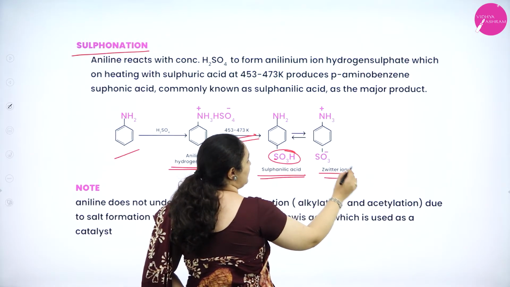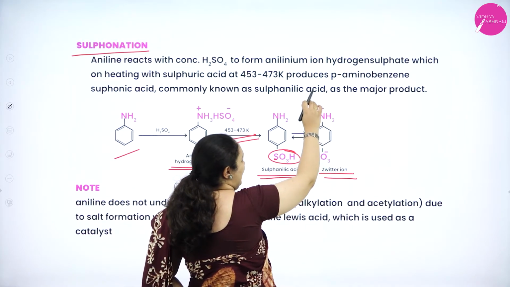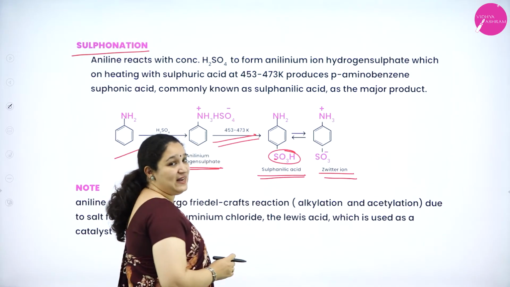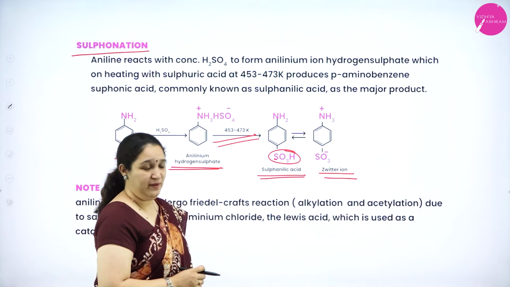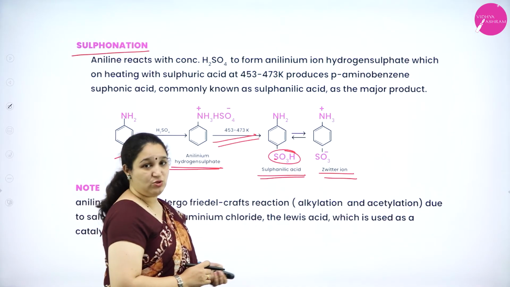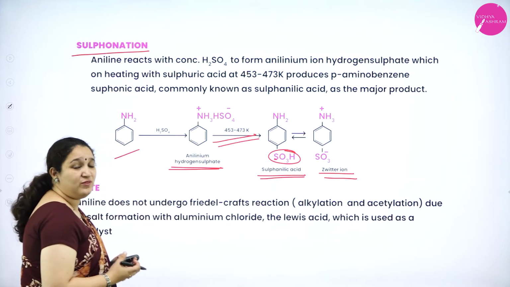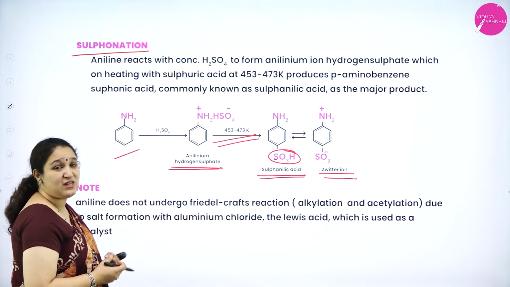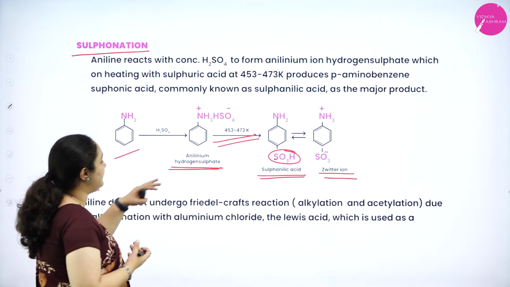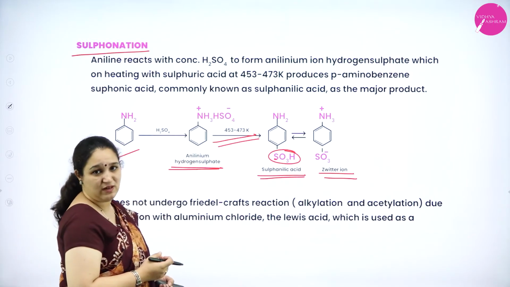Why do we call it a zwitterion? Because the same molecule has a positive charge as well as a negative charge. So I hope you have understood this sulfonation reaction. Here we are not doing any protection because sulfuric acid is a strong acid. Directly it is giving anilinium hydrogen sulfate.